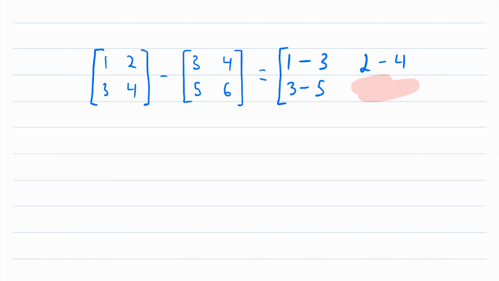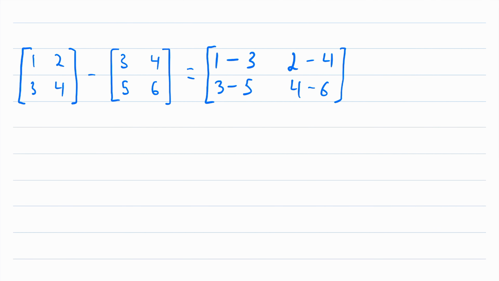So then what are we going to have in this last entry here? Well, it's going to be 4 minus 6. So write that here, 4 minus 6, and close the matrix. Now let's just move it on over to the left while we finish up this operation.